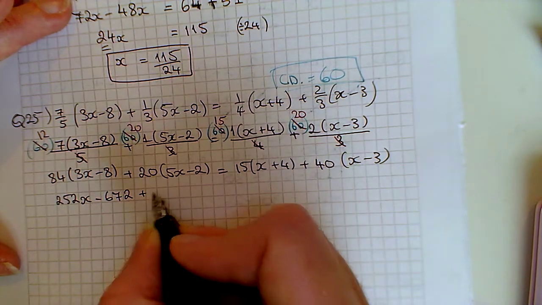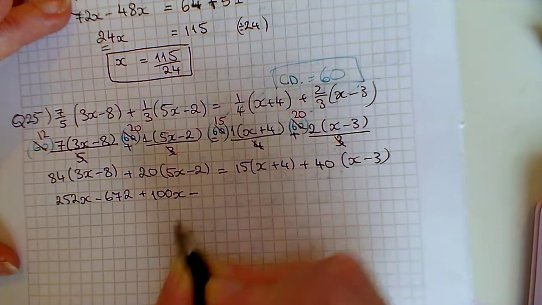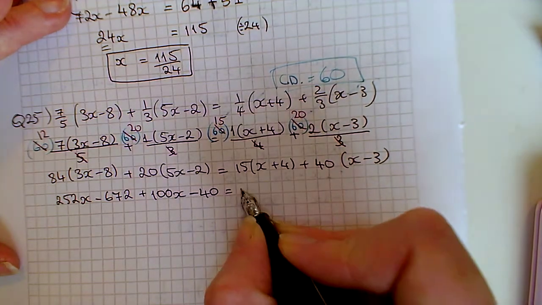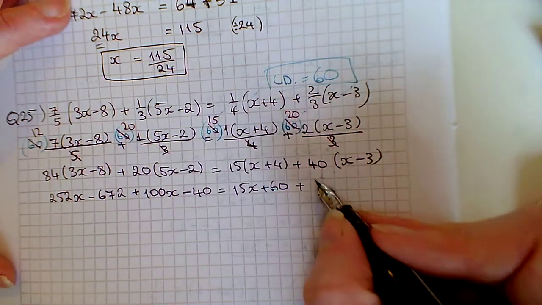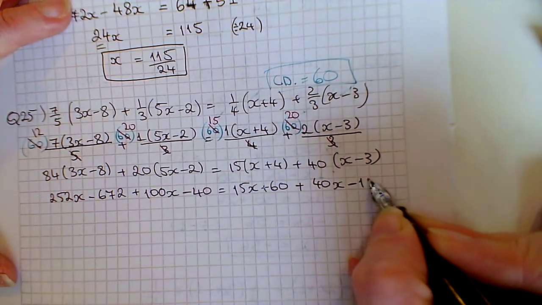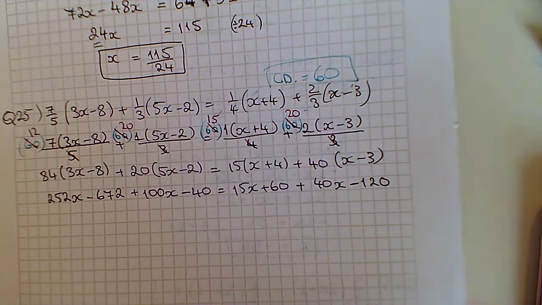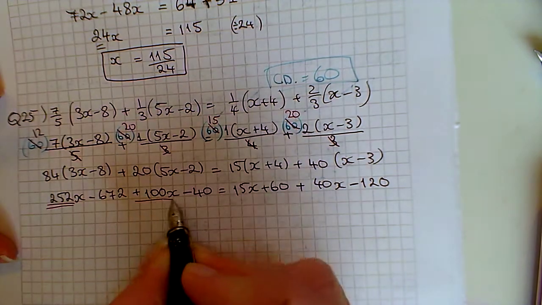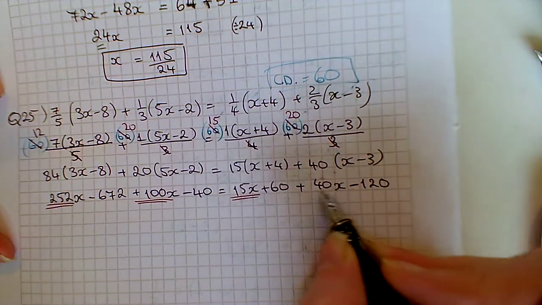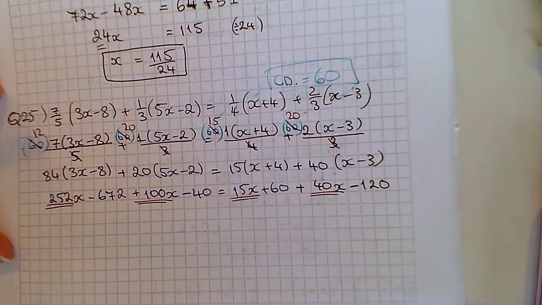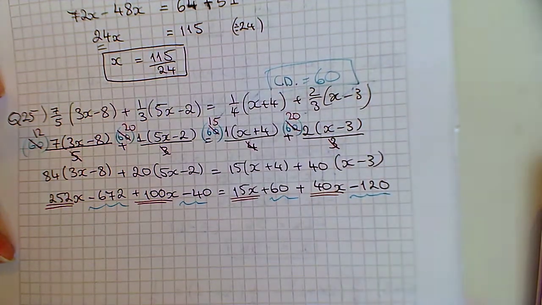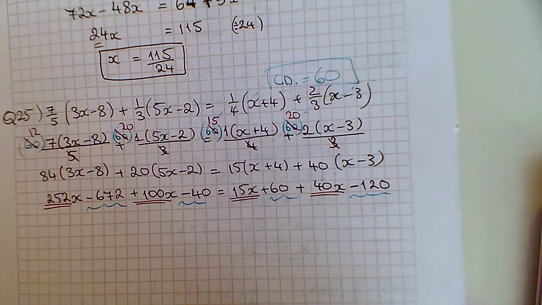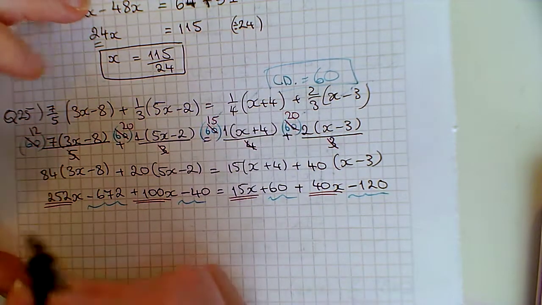Plus 20 by 5. I know that one. It's 100. Minus 20 by 2. Minus 40 equals 15x plus 60 plus 40x minus 120. You can move things and then simplify, or simplify and then move. I prefer to simplify and move. Well, I say I prefer. I don't really mind. So I'll put the like terms together. I think it's easier to not make a mistake if you simplify before moving, but it doesn't matter.